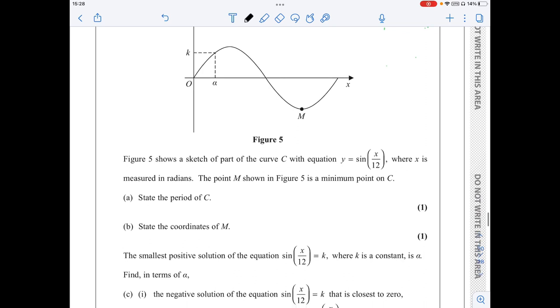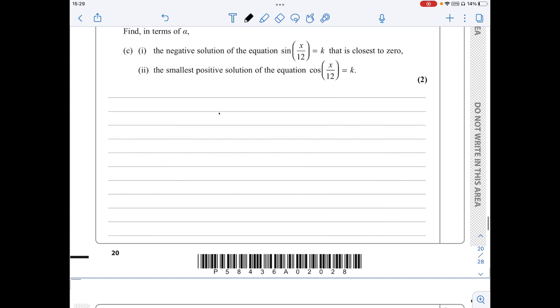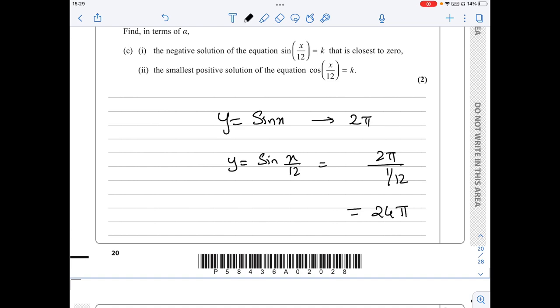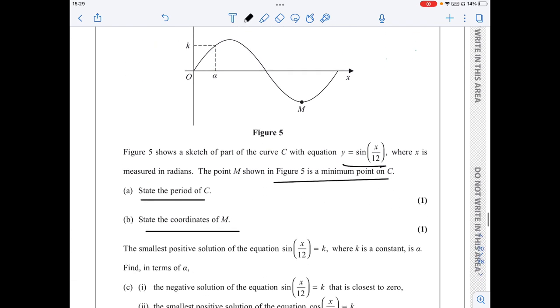Question number 9. Figure 5 shows a sketch of the curve C, y = sin(x/12), where x is measured in radians. M is the minimum point in figure 5. Find the period of C and the coordinates of M. Now, period of C. Period of sine x is 2π. So period of sin(x/12) will be 2π divided by 1/12, which is nothing but 24π.